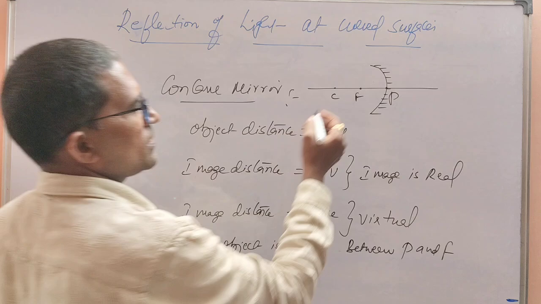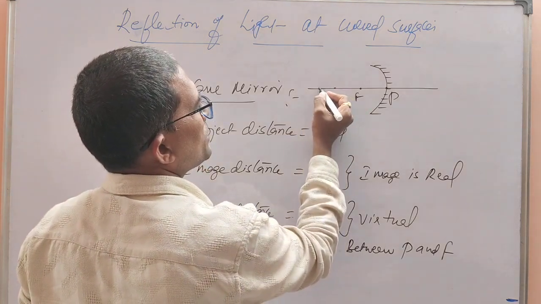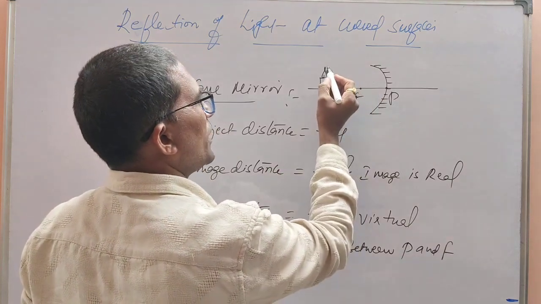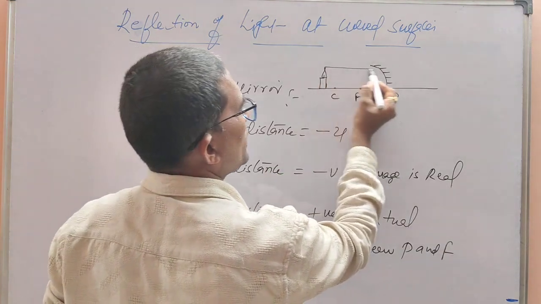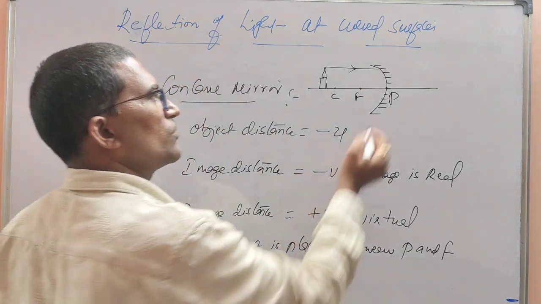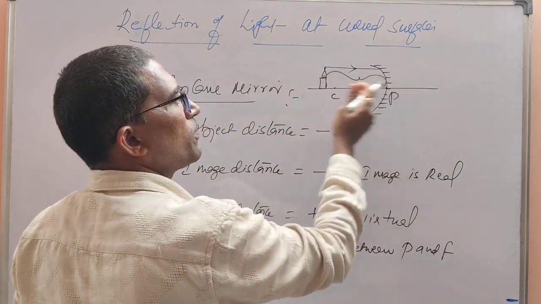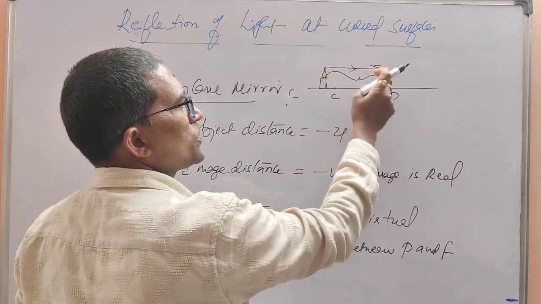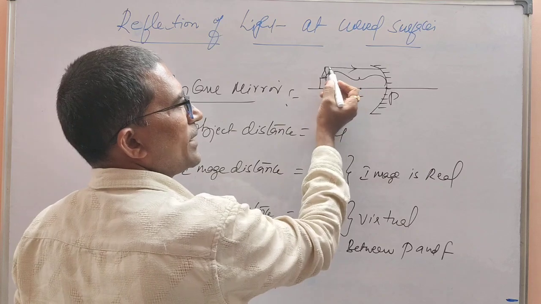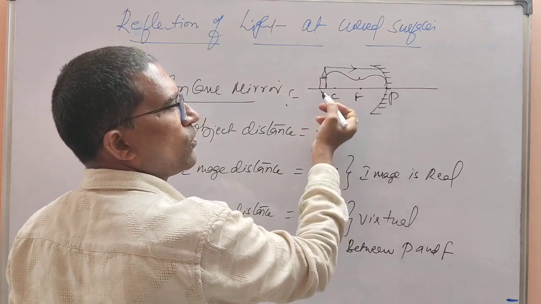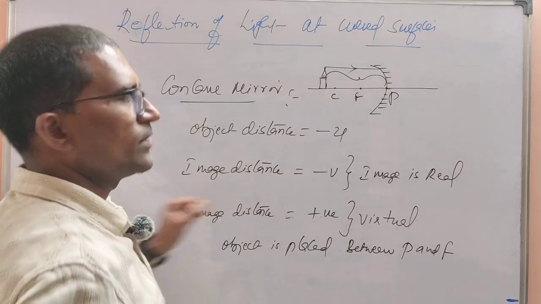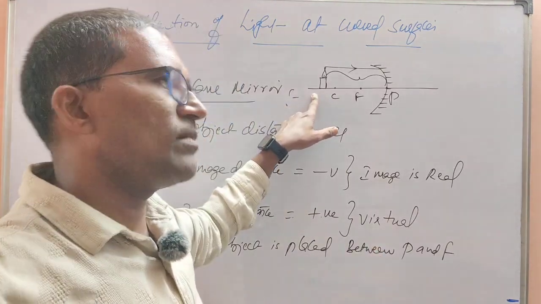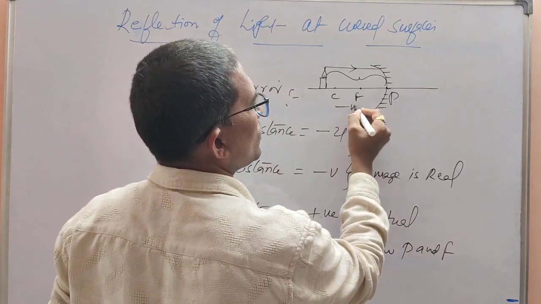Now, if the object is placed, for example, beyond C, the direction of the light which is coming from the source is this direction, this is the incident ray, but we are going to measure the distance from the pole to the source, that is opposite to the direction of the light. The distances measured opposite to the direction of the incident light are always taken as negative values.